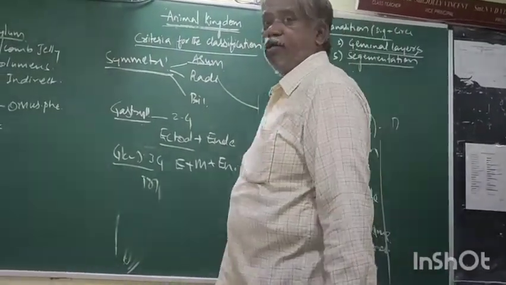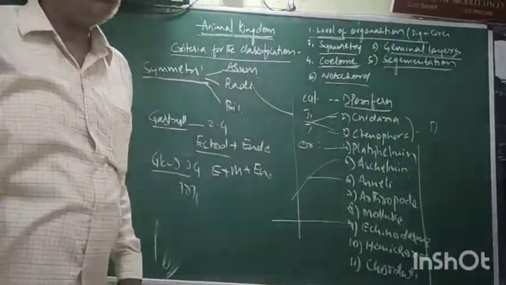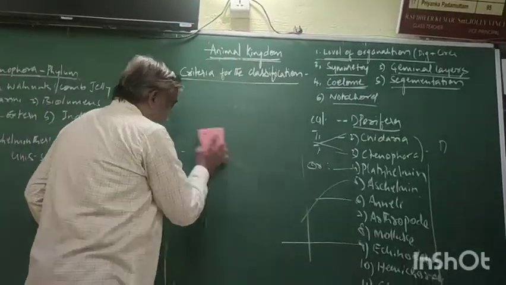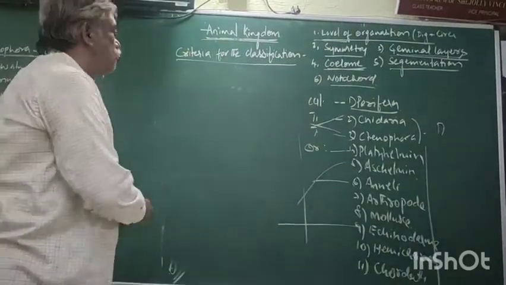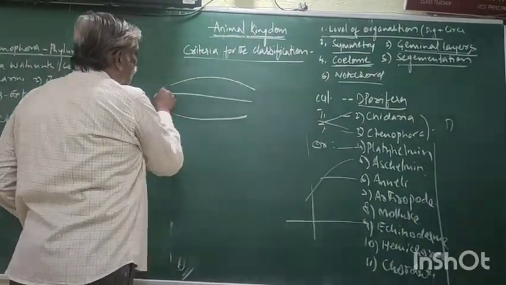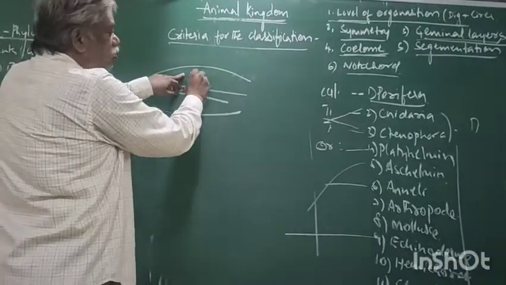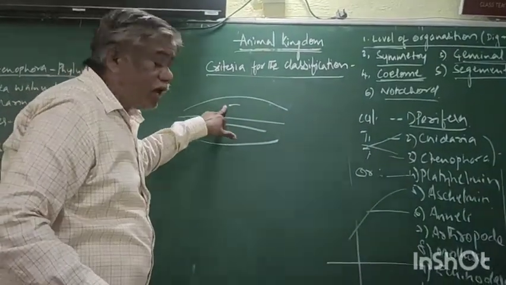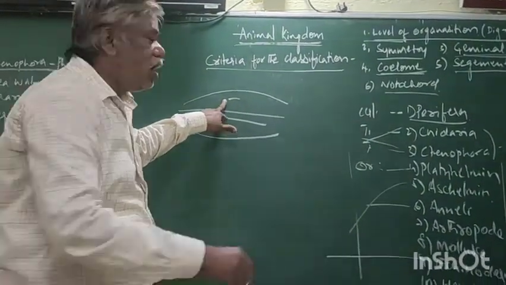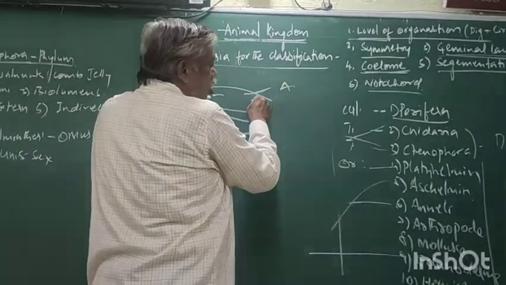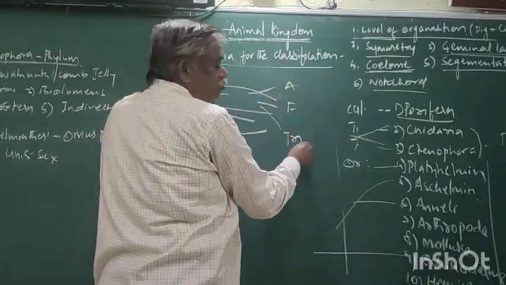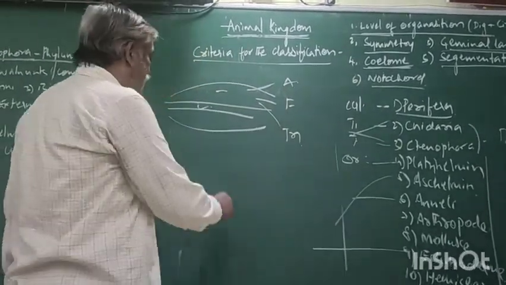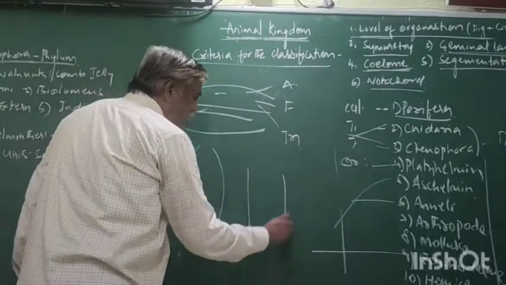Now come to the next one, coelom. The coelom is nothing but the true body cavity. If you take a tube within a tube body, this is the body wall and this is the alimentary canal. The space between the body wall and the alimentary canal is called the body cavity. This body cavity has three forms: absent, false, and true. These are the three conditions. Suppose now you take the poriferans, Hydra.